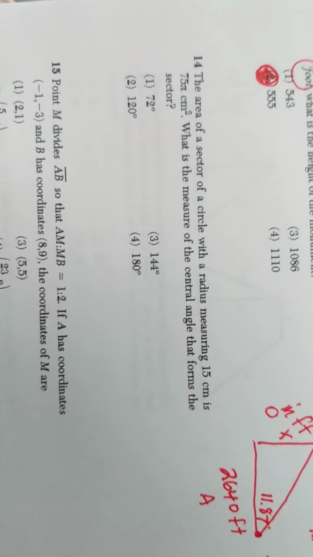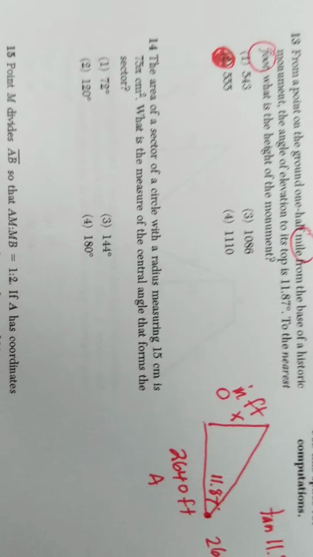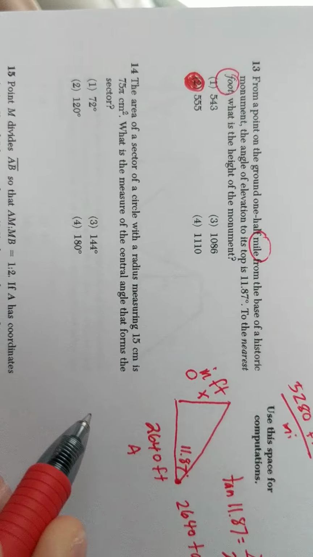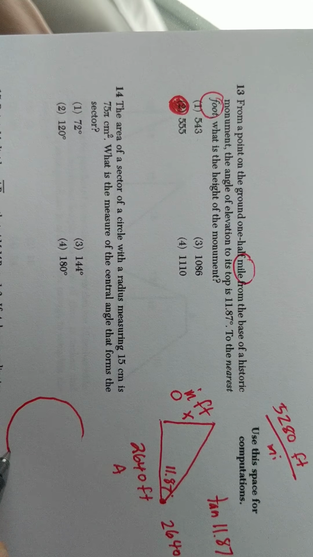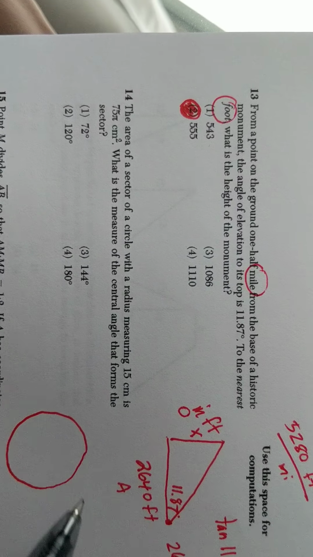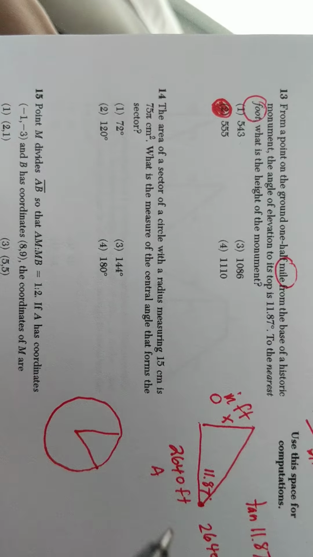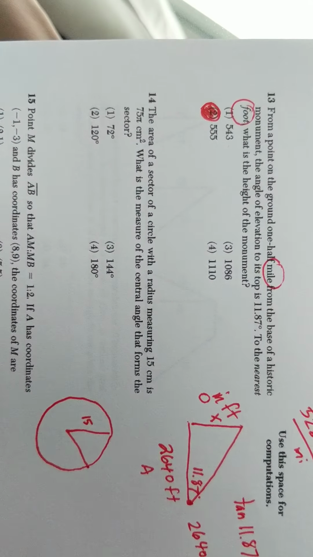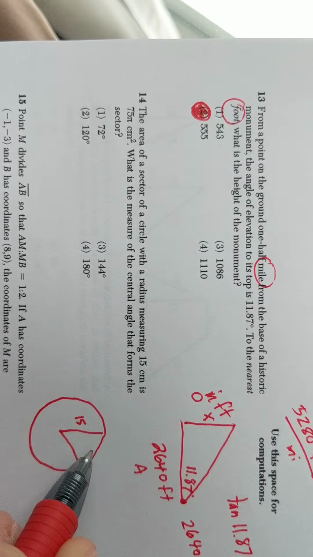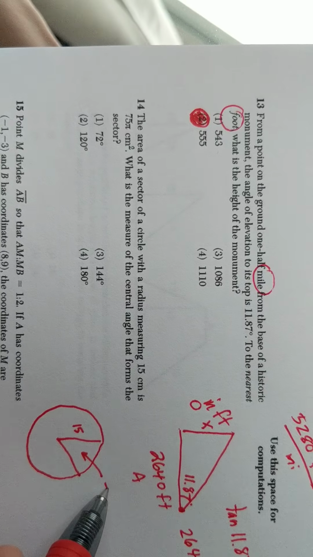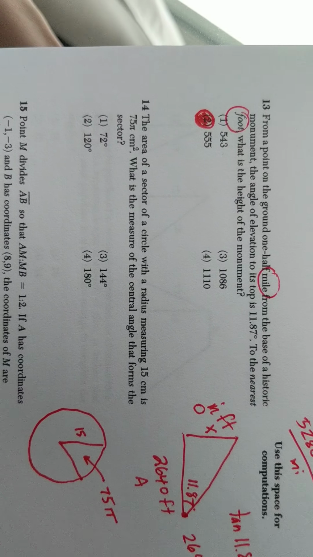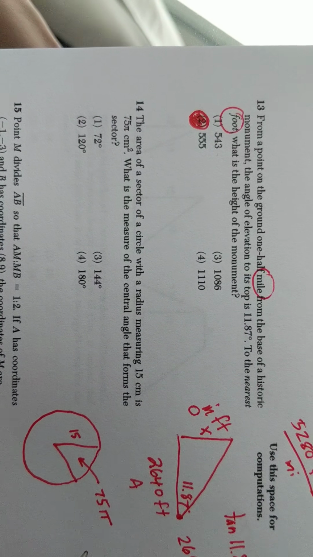Okay? So, you know, trigonometry will often give you a clue, not always, that you are doing something wrong. All right, so let's go on to question 14. The area of a sector of a circle, another one we've been practicing so much because your teacher knows what's going to be on the test. Okay, so we have a sector with a radius of 15. And the area itself is 75 pi. What is the measure of the central angle?